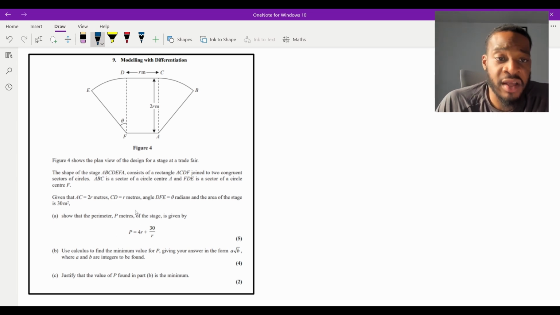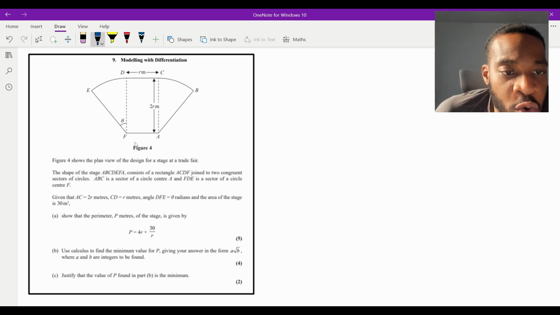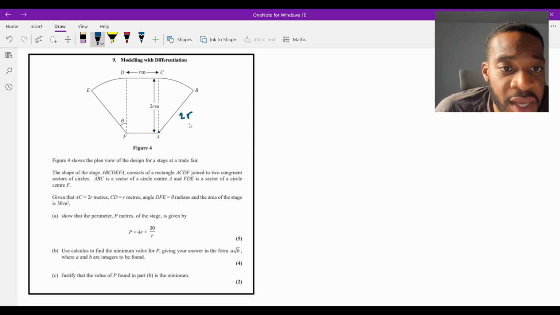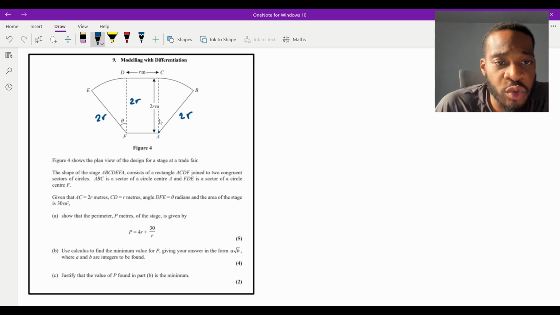So firstly, what I would do is find an expression for the perimeter. When I look at this diagram, what do we know? We know that ABC is a sector of a circle, center A. If this is the center A right here, then A to B has to be the radius, and A to C is also the radius. So that means this is 2R, and since it's congruent to that triangle, this is also 2R, and so is that. What else do we know? We know that this is the angle theta too, because it's congruent.